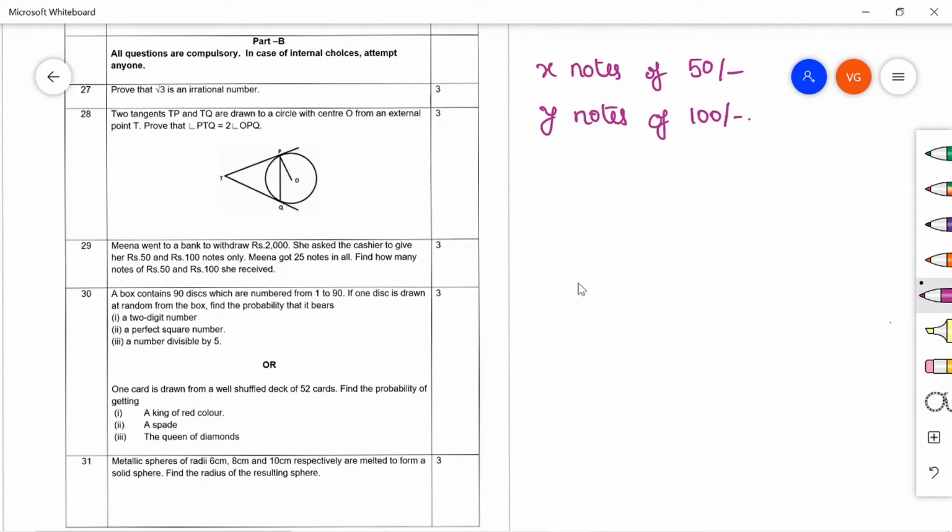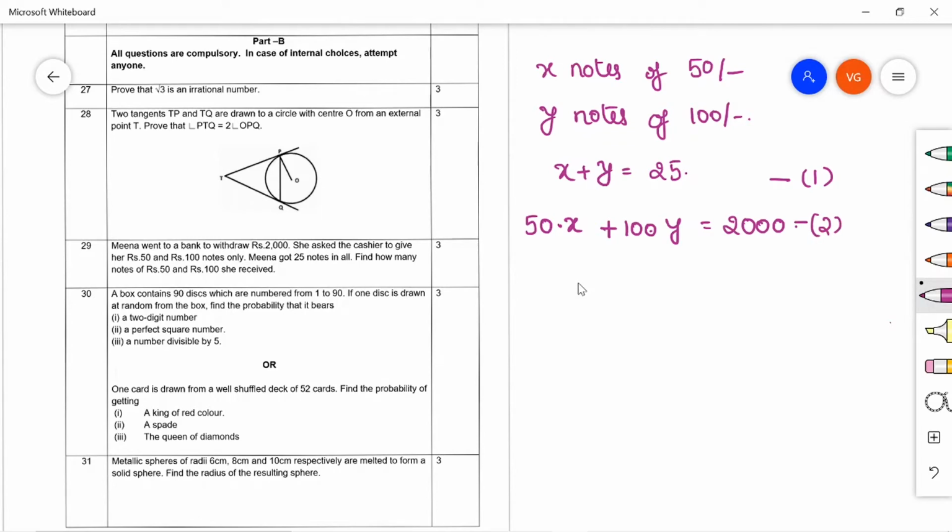Then totally you have 25 notes. That is x plus y is equal to 25 notes. Then she draws 2000 rupees. The second condition here is she draws 2000 rupees. From there you will get another expression, right? So x notes of 50 rupees plus y notes of 100 rupees makes her total of 2000. So let us call this equation 1 and equation 2.